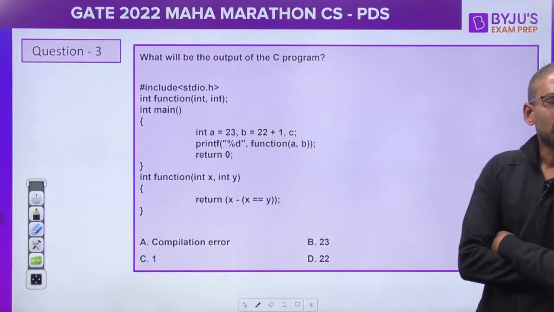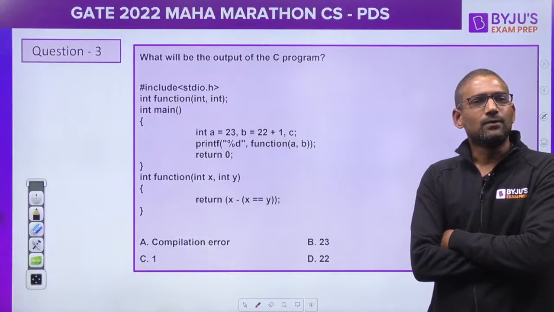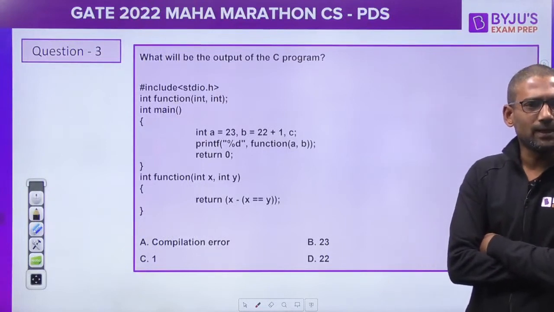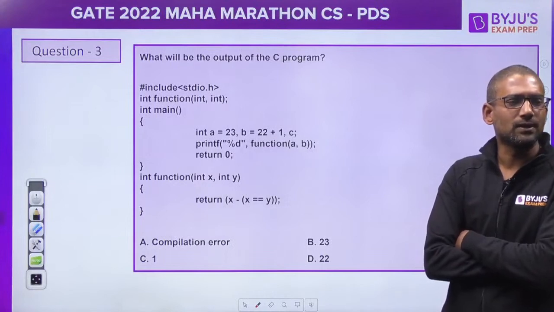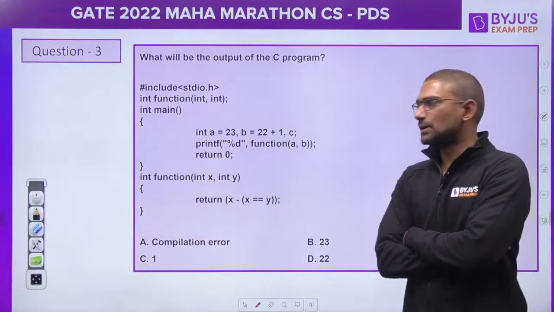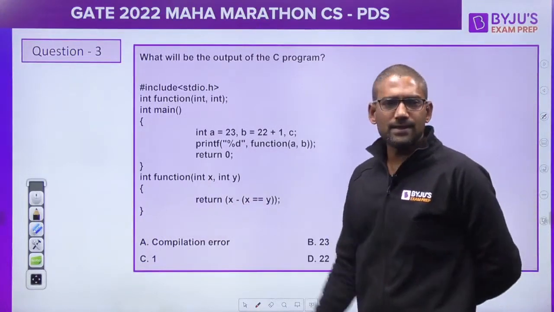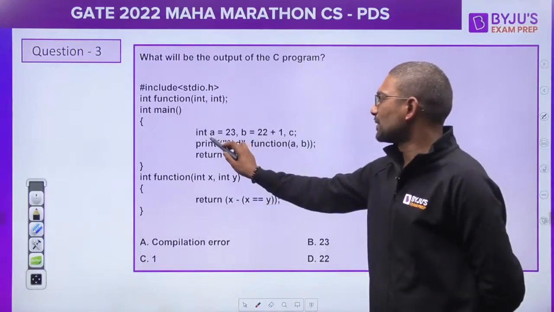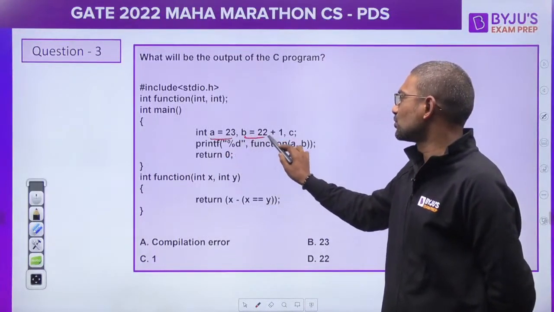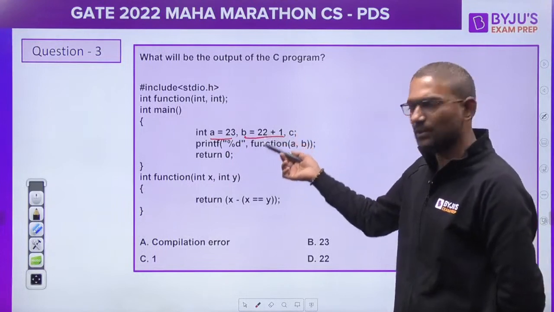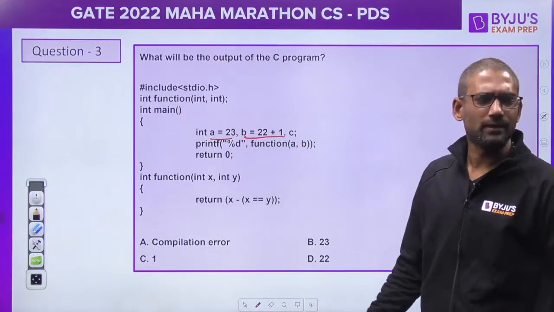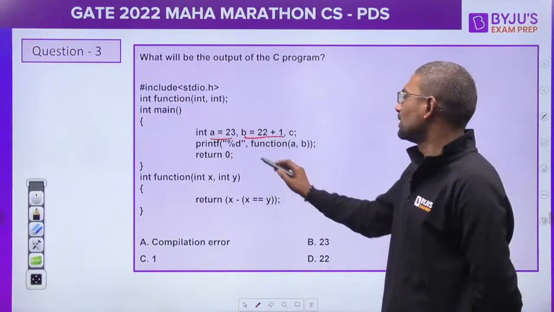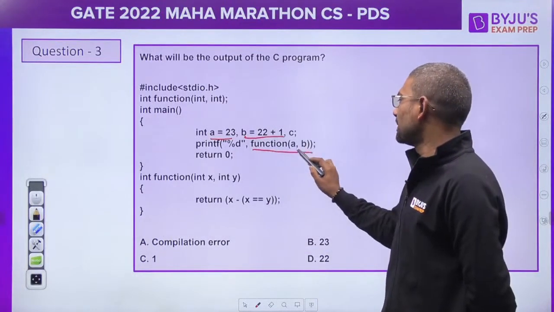Okay, I can see the responses split between option D and option B. All are choosing either of these. So let's see. Start the execution from main. a equals 23, b equals 22 plus 1, which is nothing but 23, because it is not a macro, so you can evaluate it. Print function of a comma b.